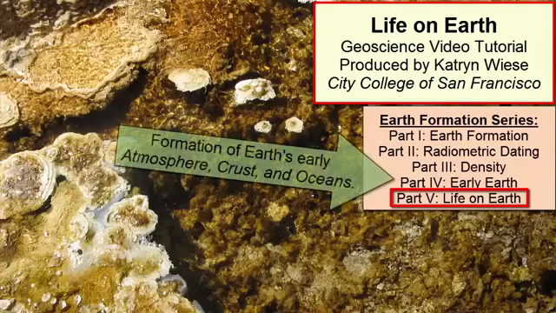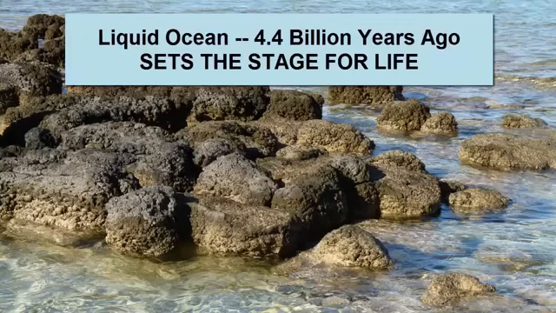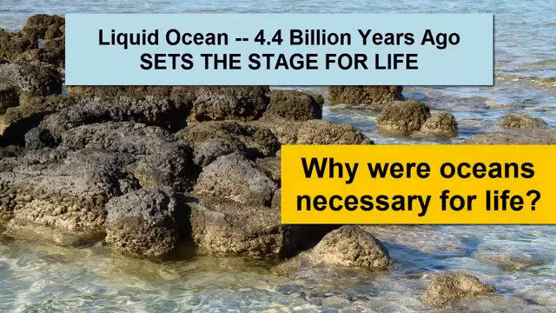After having watched the early Earth video tutorial, we now have an understanding of how Earth's early atmosphere, crust, and oceans formed. But how about life? When did that evolve, and what was early Earth's life like? With a liquid ocean layer present on Earth's surface 4.4 billion years ago, the stage was set for the earliest life to evolve. Why were oceans necessary for life?